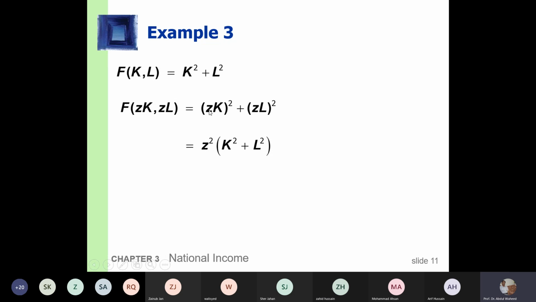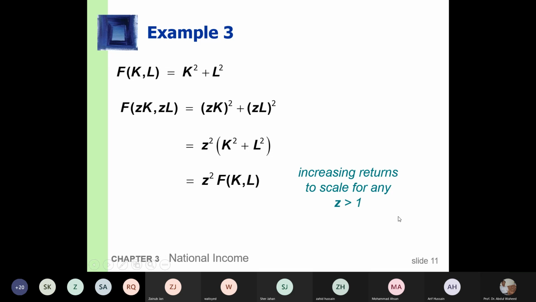16%. Okay, so if z is 4, if we increase all input by 4%, output will increase by 16%. If we increase all input by 2%, then output will increase by 4%. So in this case, output is increasing at a greater proportion. So we have increasing returns to scale. So I think this is clear. Clear है सबको?